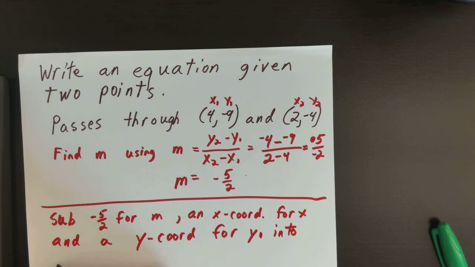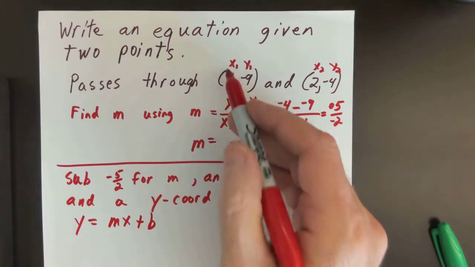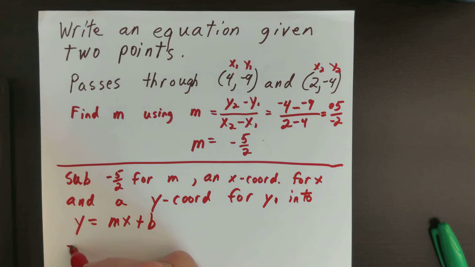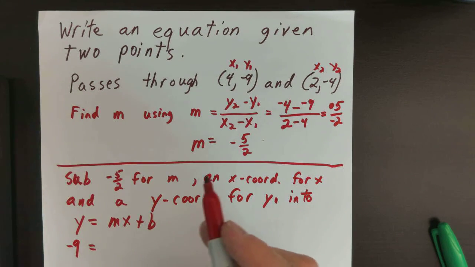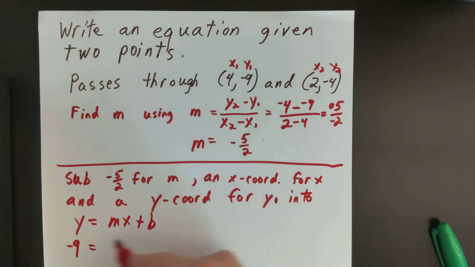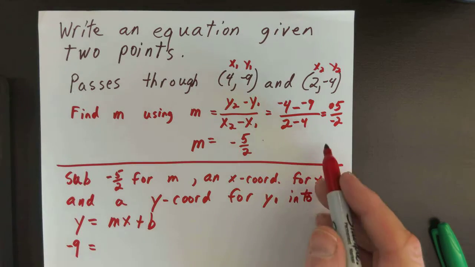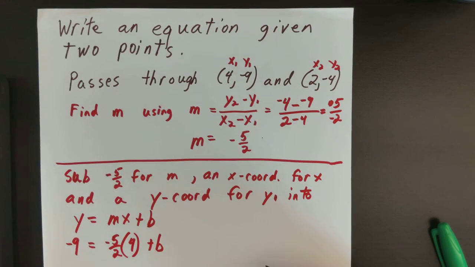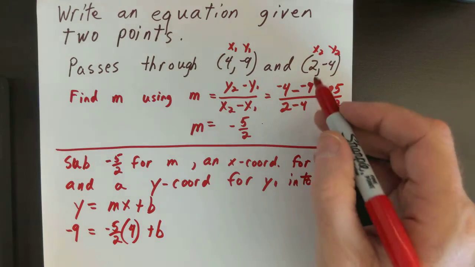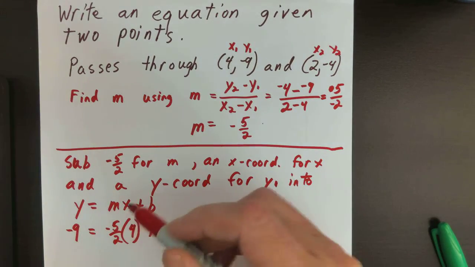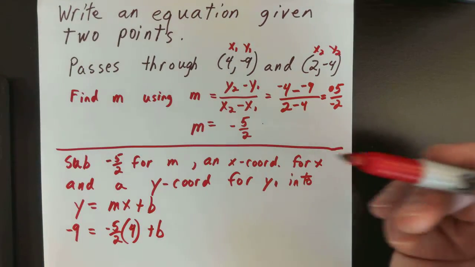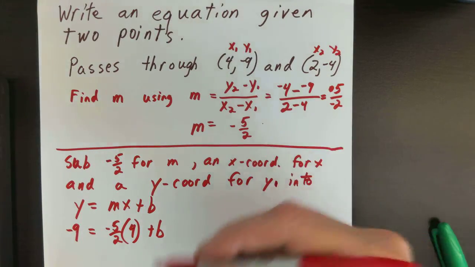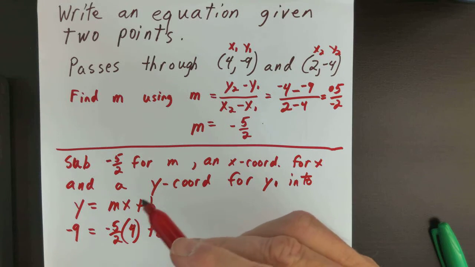okay, we're substituting into y equals mx plus b. All right, so I'm going to use the first one. I'm going to use -9 for the y-coordinate. M is -5/2. X is 4, and then plus b. Make it clear, I could have used 2 and -4, 2 here and -4 here just as easily. But it doesn't matter which one you choose.